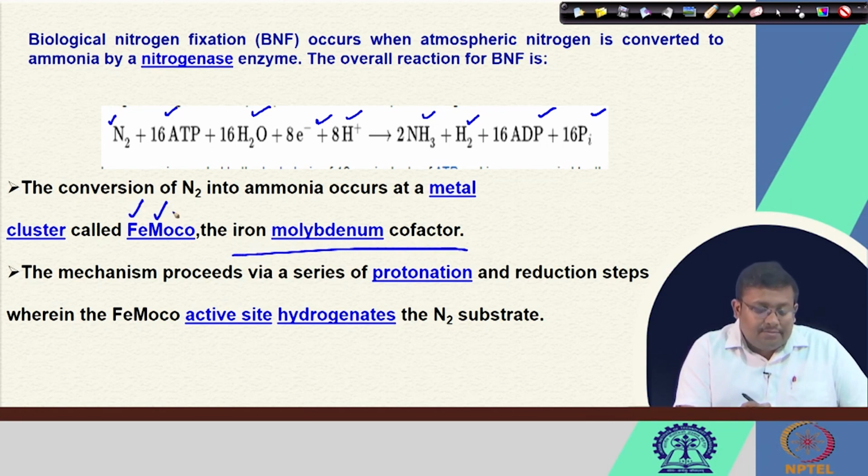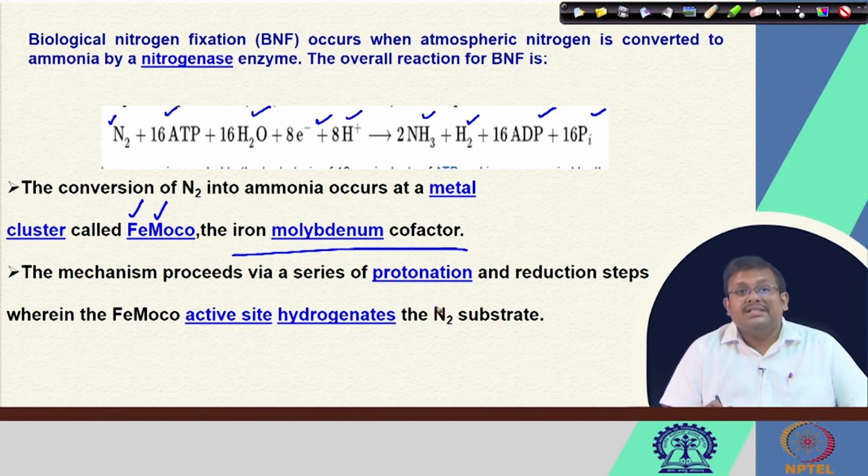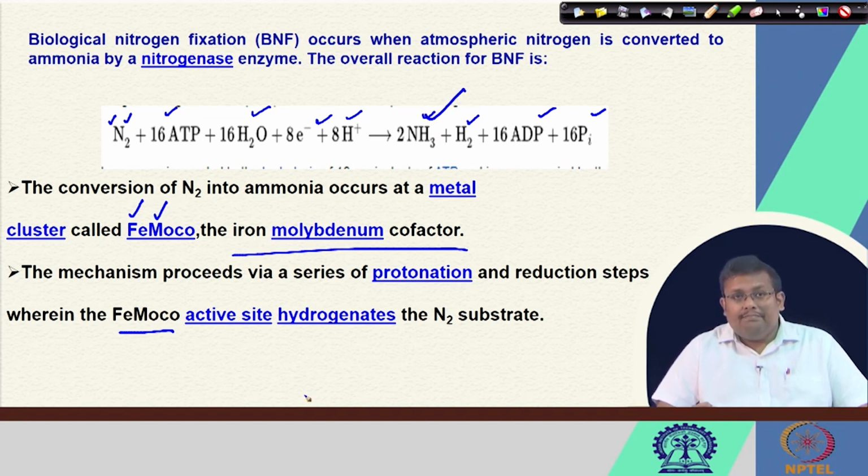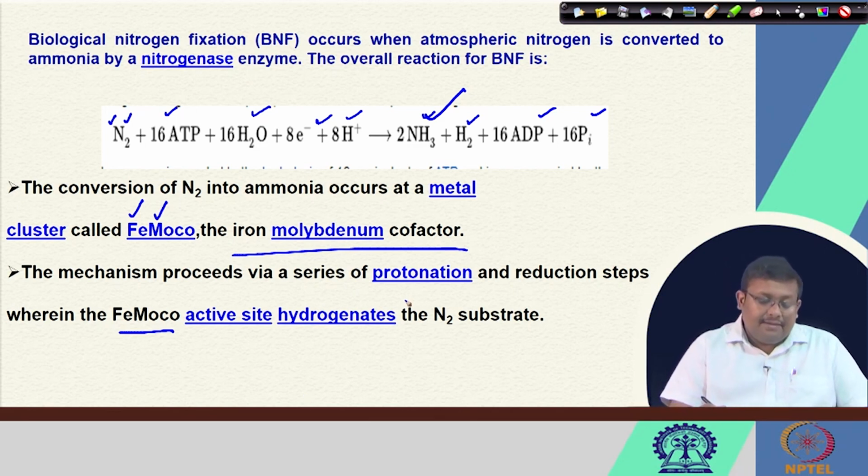Fe stands for iron, Mo for molybdenum, and co stands for cofactor. So, FeMoCo is basically the iron molybdenum cofactor, and this mechanism proceeds via a series of protonation and reduction steps, wherein this FeMoCo active site hydrogenates the nitrogen gas substrate. So, basically the idea is that dinitrogen gas is hydrogenated to form ammonia, and this is mediated by the iron molybdenum cofactor in the presence of the nitrogenase enzyme.